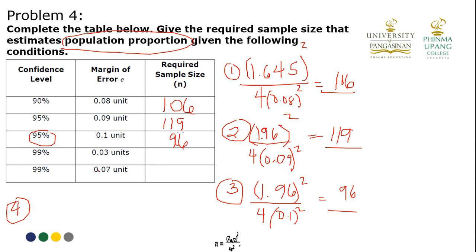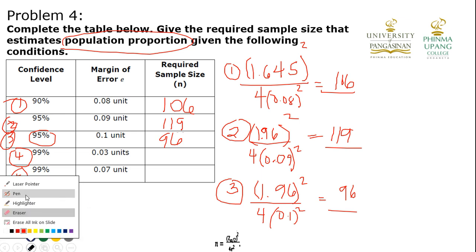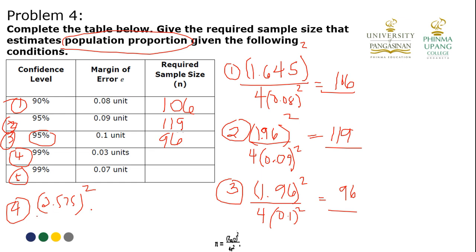Okay, how about number 4? Sir, sa number 3 po, 96 po yan. 96. Ah, okay. Thank you. Number 4, 99% is 2.575. Ay, hindi pa siya times. Nalilito ako. Dapat squared yan. Squared all over 4. Yung E natin dyan is 0.03 squared. What is the answer number 4, guys?